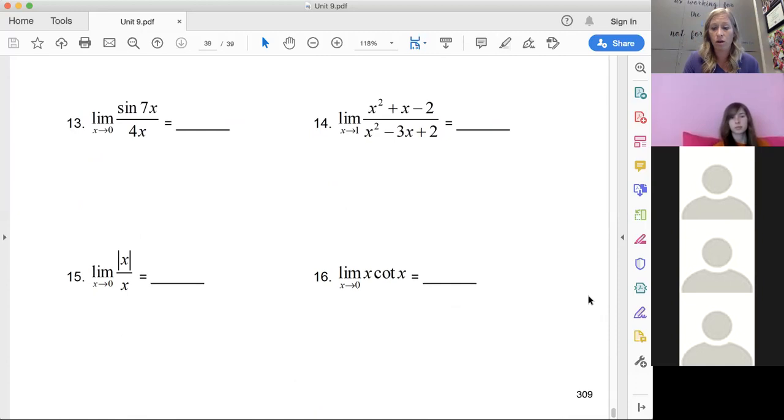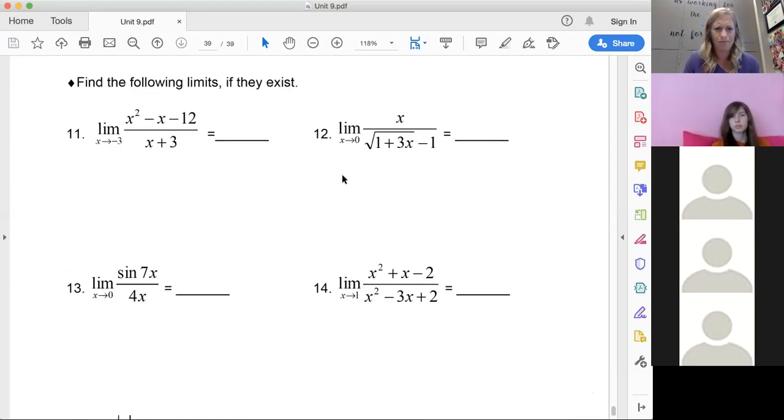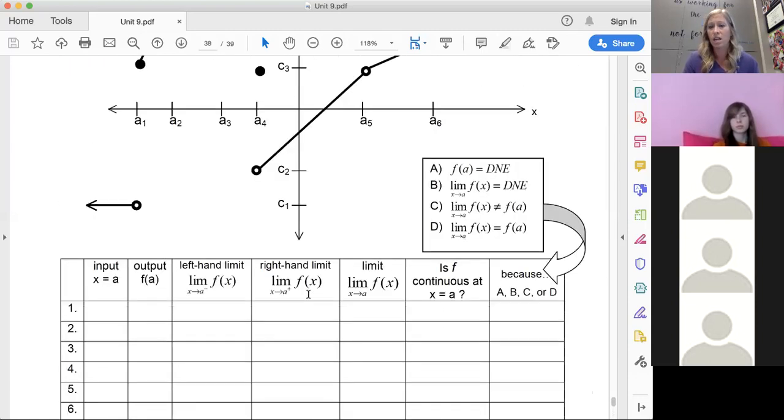There are a few on page 309 that have sines and cosines. Actually, 309 is not bad. There's some factoring, there's some conjugates, there's some trig limits. There's a few questions there.